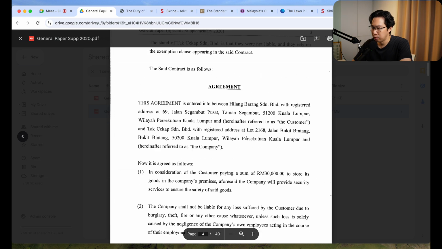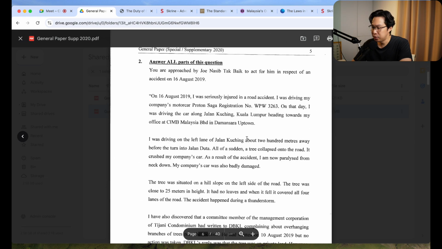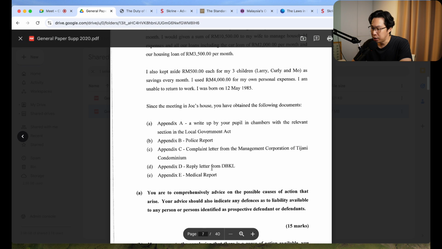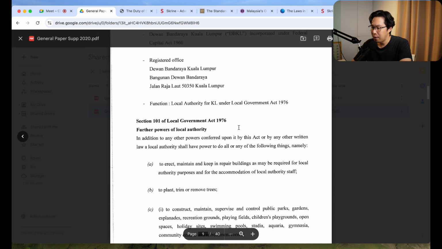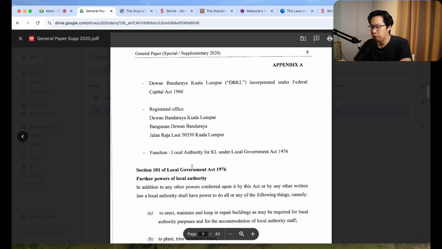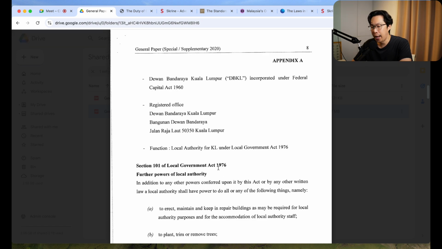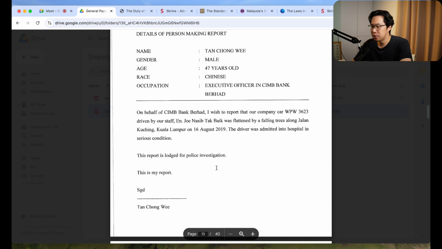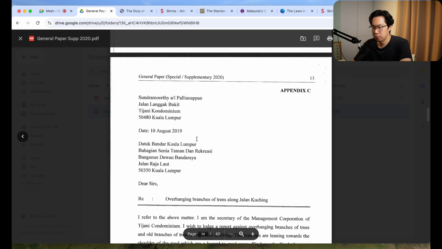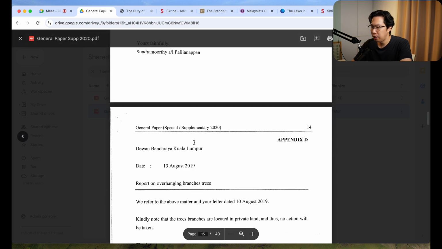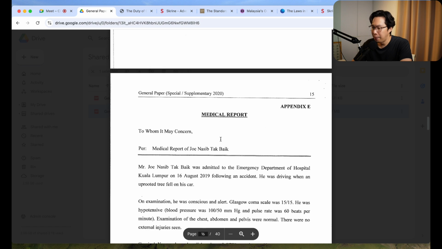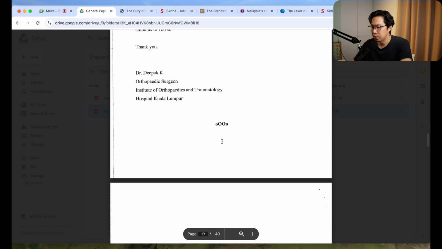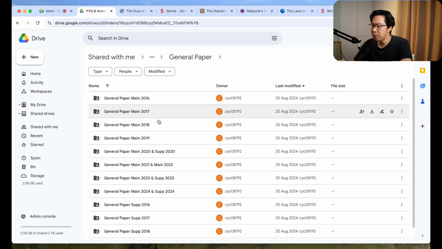Let's see the one. Okay, this one, question 2. So you have the questions. This has more. So you have appendix A, the statute, section 101 Local Government Act. Then you have police reports. Then you have a report of overhanging branches by the tree management unit, and medical reports. Okay, so they have many kinds of reports.